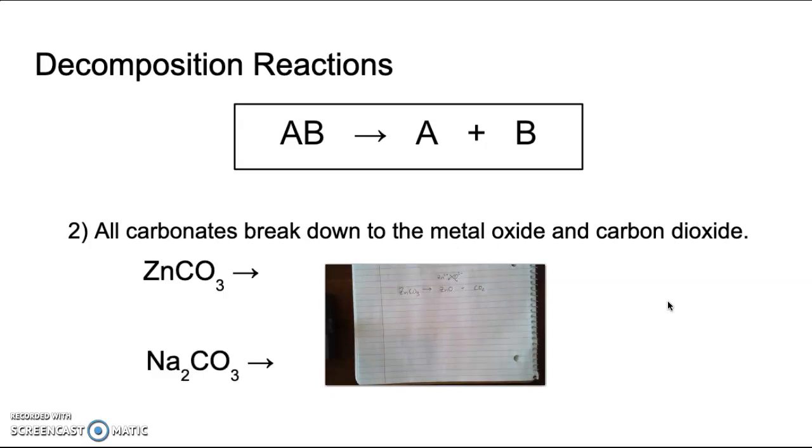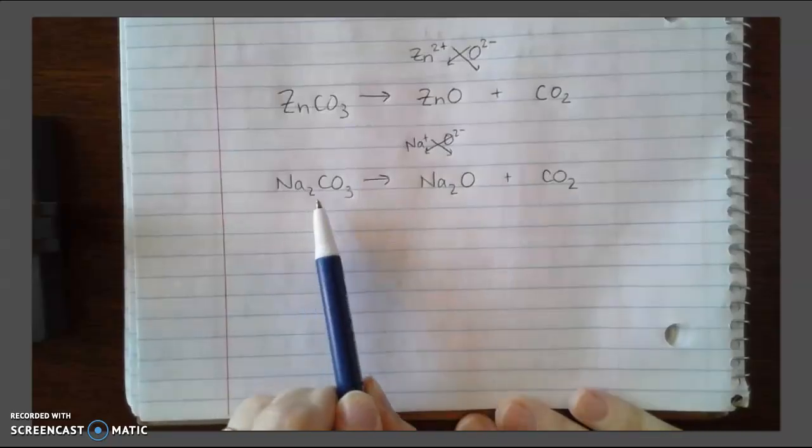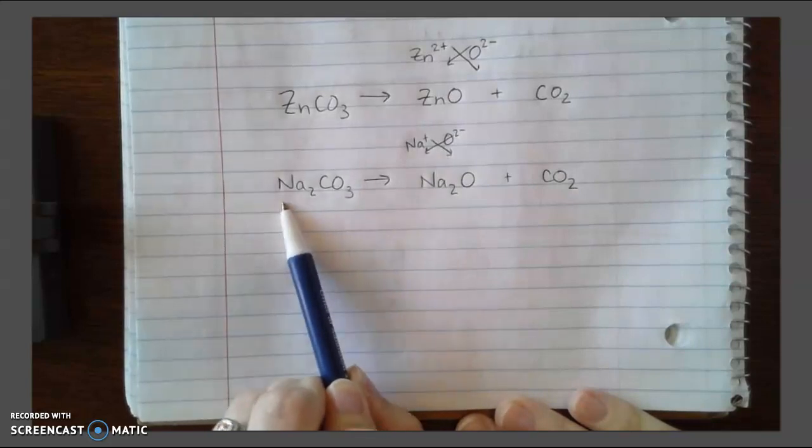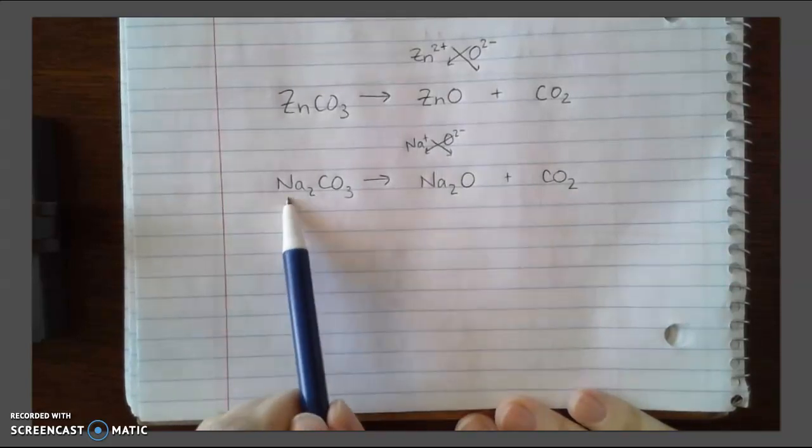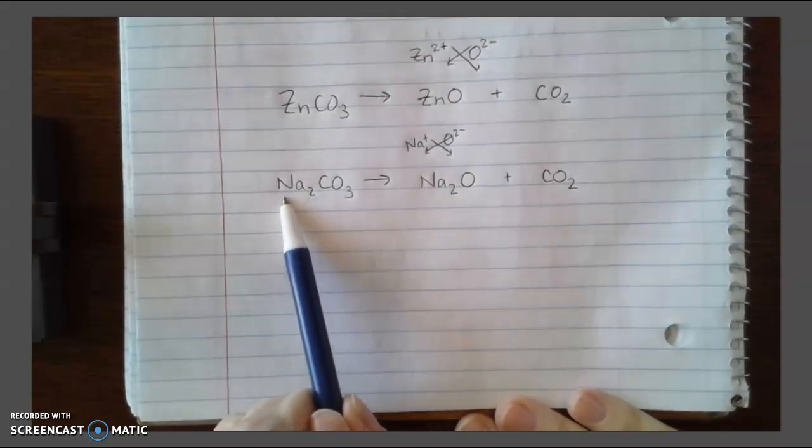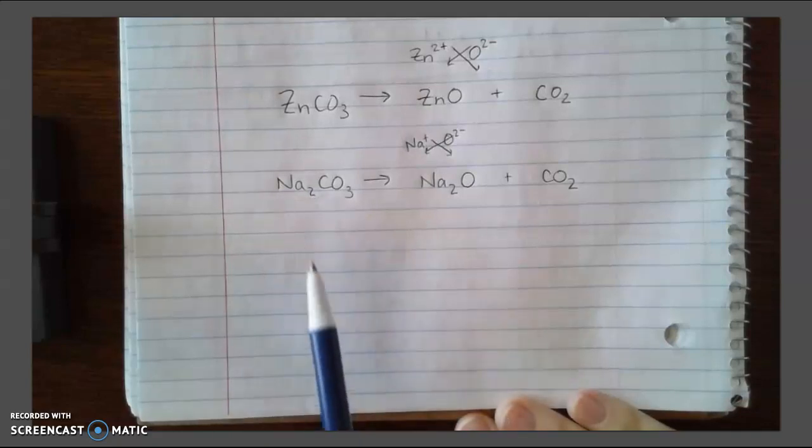All right, I want you to see if you can predict the products for the decomposition of sodium carbonate. So follow the same set of rules, pause the video, and when you're ready, check the answer. All right, so if we have sodium carbonate here, we know that our metal is sodium. So we want to figure out the formula for sodium oxide, and then our other product will be carbon dioxide.